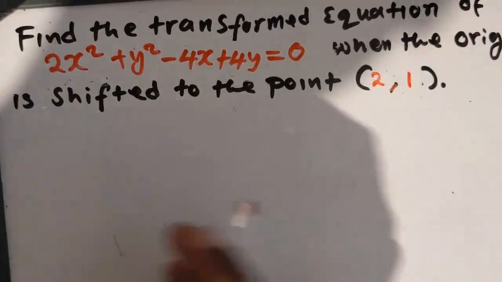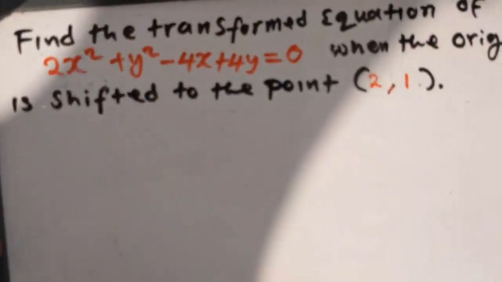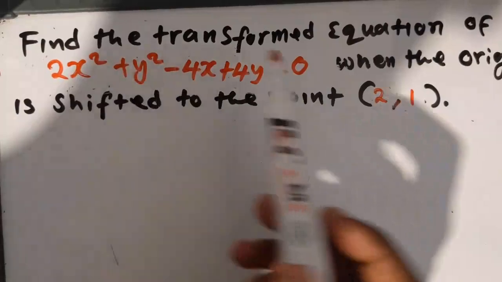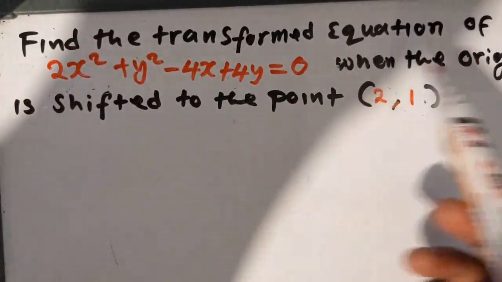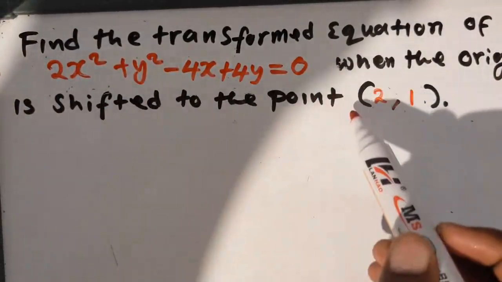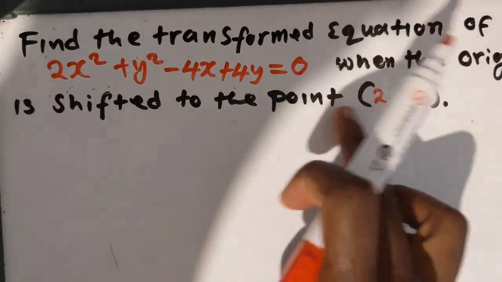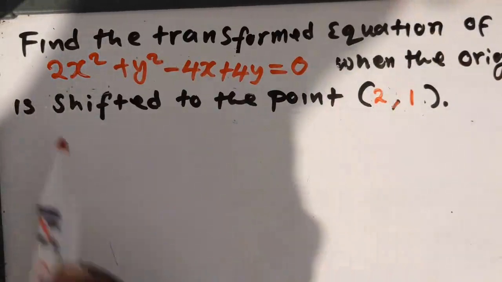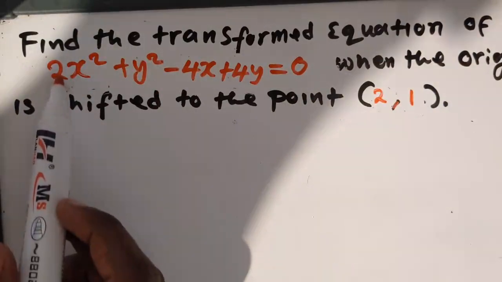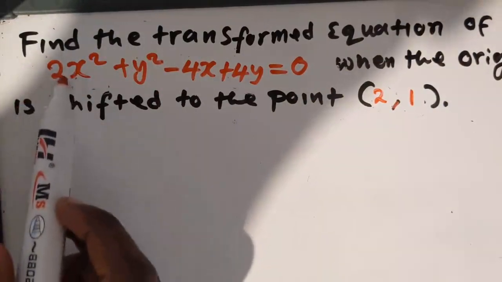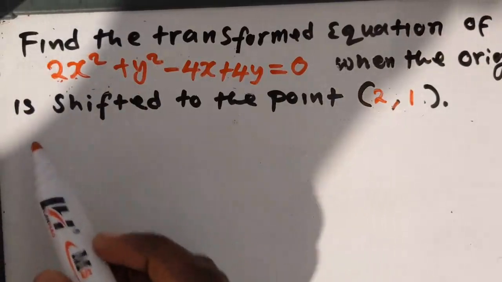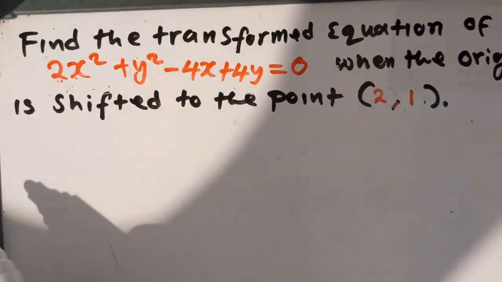Okay, so this is the equation that you have there. So this is the new equation that we have, and it is just saying the same thing. Find the transformed equation of this when the origin is just shifted to that. The difference between this equation and that equation is that it didn't have something like this. There's 2x. Okay, there's 2x. You might find something like this. All right, so I want to show you how you can deal with such.